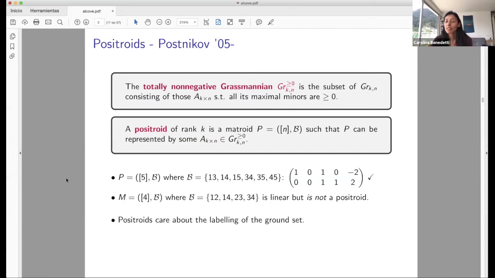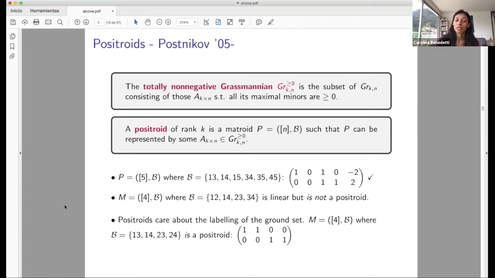And one of the things about positroids is that they strongly care about the labeling of your ground set, also because you are computing determinants, and determinants care about the order. So for instance, this matrix is a positroid. You can check that it can be realized by this matrix. And if you compare the matrix M in the second bullet with this one, they are basically the same, in the sense that one is a relabeling of the other. So one is not a positroid, but the other one is. I just want to point that out.